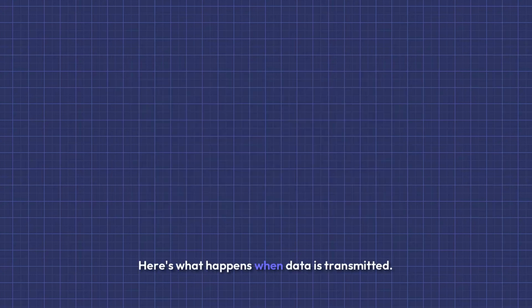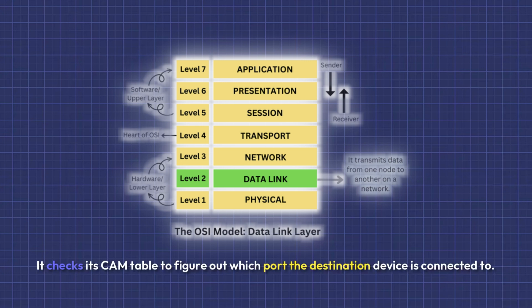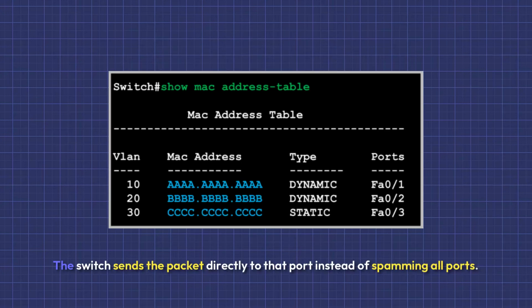Here's what happens when data is transmitted. The switch reads the layer 2 header in the packet. It checks its CAM table to figure out which port the destination device is connected to. The switch sends the packet directly to that port instead of spamming all ports.